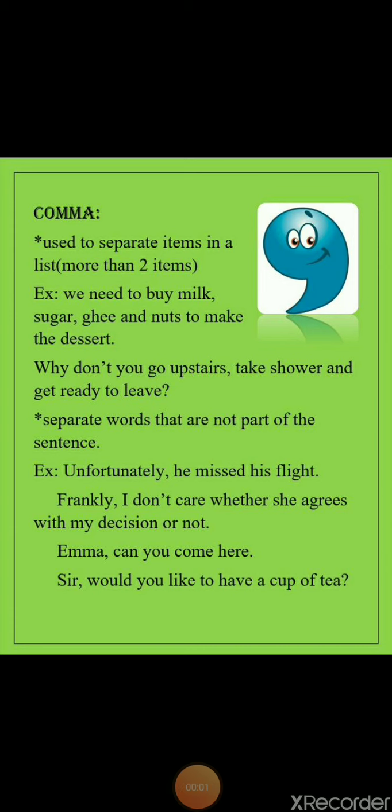So the next punctuation mark is comma. Now there are three different ways to use comma. The first one is it is used to separate items in a list. In a sentence, if there are more than two items, commas are used to separate those items. For example, we need to buy milk, sugar, ghee and nuts to make the dessert. So in this sentence, there are 4 items, which is more than 2, so we are adding commas in between.